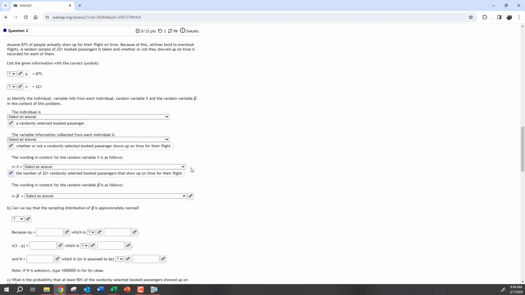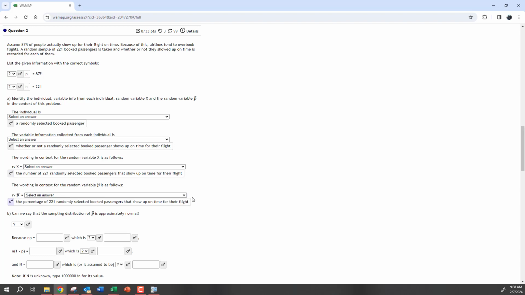That's why it's a random variable, because it's random as to which one of those numbers it is, based on the random sample of people you take and then count up how many of them showed up on time. So x is going to represent the number of successes. X is always the number of successes, and in this case, a success is showing up on time. So x is the number of the 221 randomly selected passengers that showed up on time for the flight.